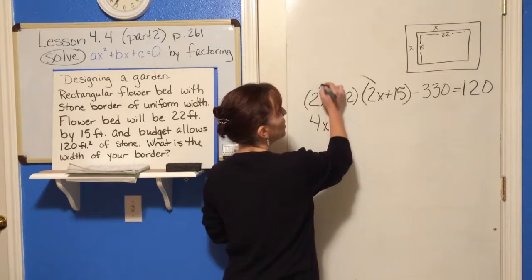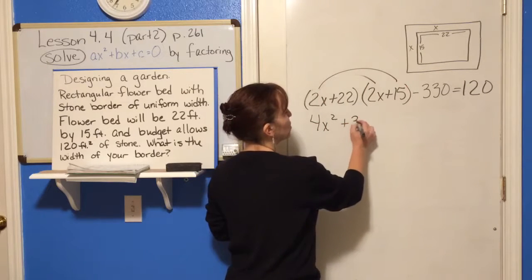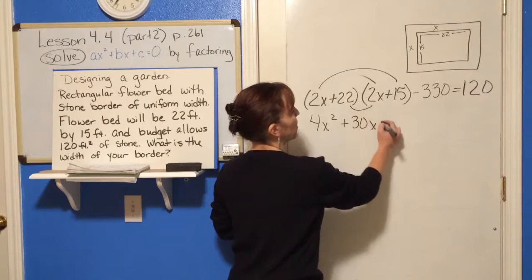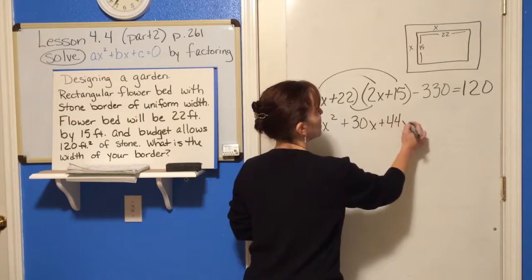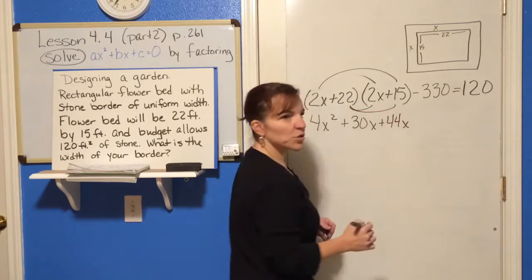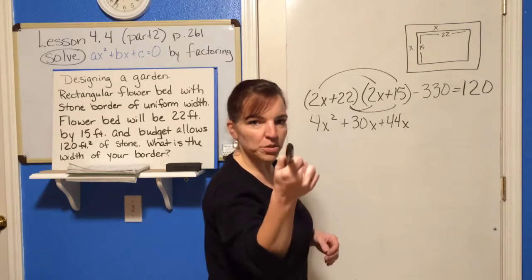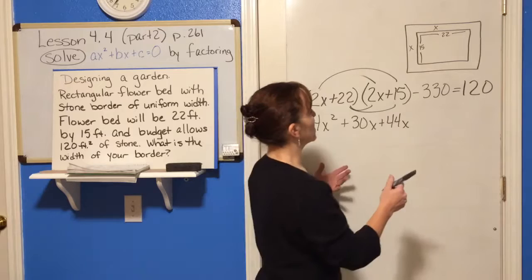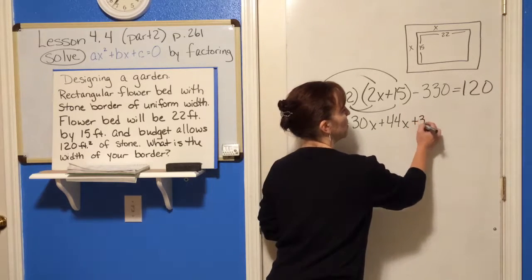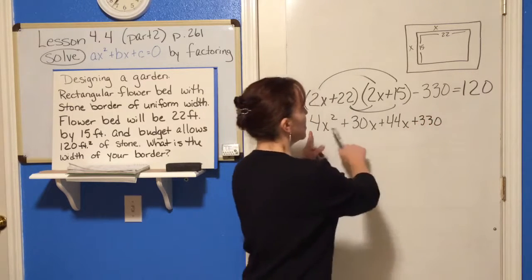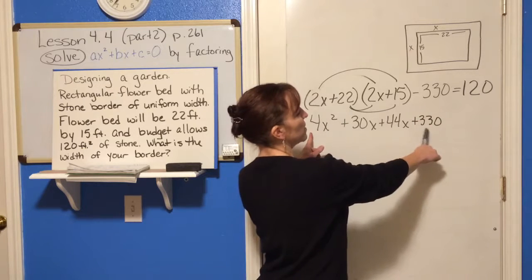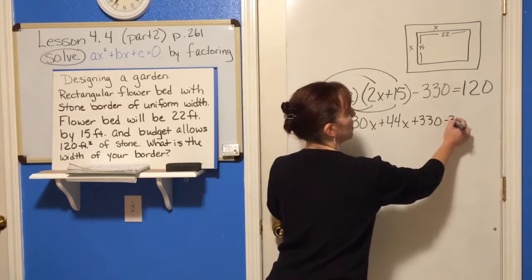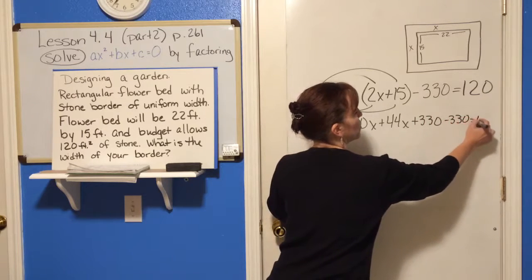4x squared plus 30x plus 44x. Don't let me do it all by myself. All right, you be doing this. See if you can beat me. Because here we go. 22 times 15, what did I say that was? Oh, 330. All right, so that's FOIL. That's all of those minus 330 equals 120.